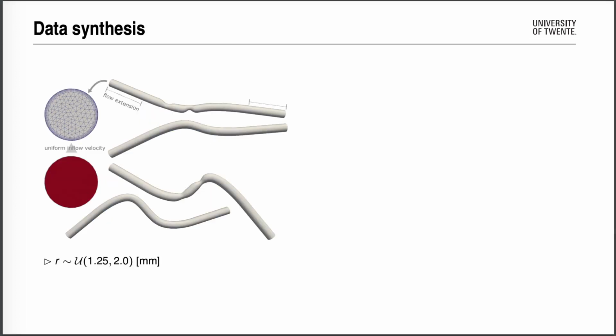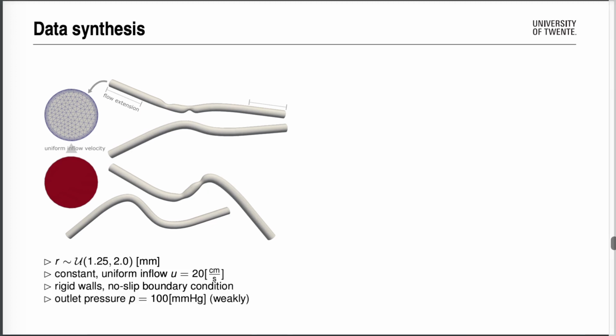To put our method to the test, we randomly synthesized a dataset of 2000 idealized artery shapes. These shapes are symmetric to the XZ plane and have up to 2 stenoses of varying degree. The shapes were meshed with mesh size refinement proportional to the vessel radius and 5 tetrahedral boundary layers. We then simulated blood flow in these artery models using CFD. We assumed rigid walls, constant uniform inflow, and a weakly applied pressure at the outlet.